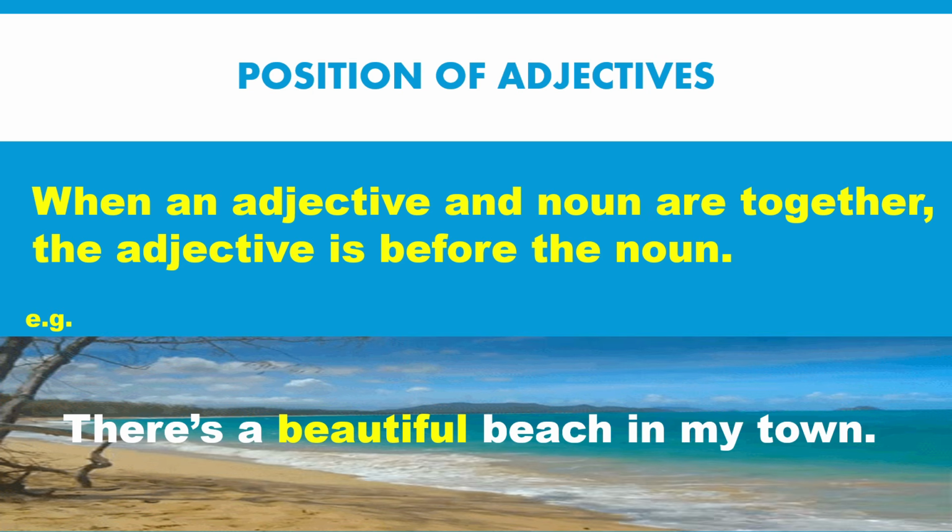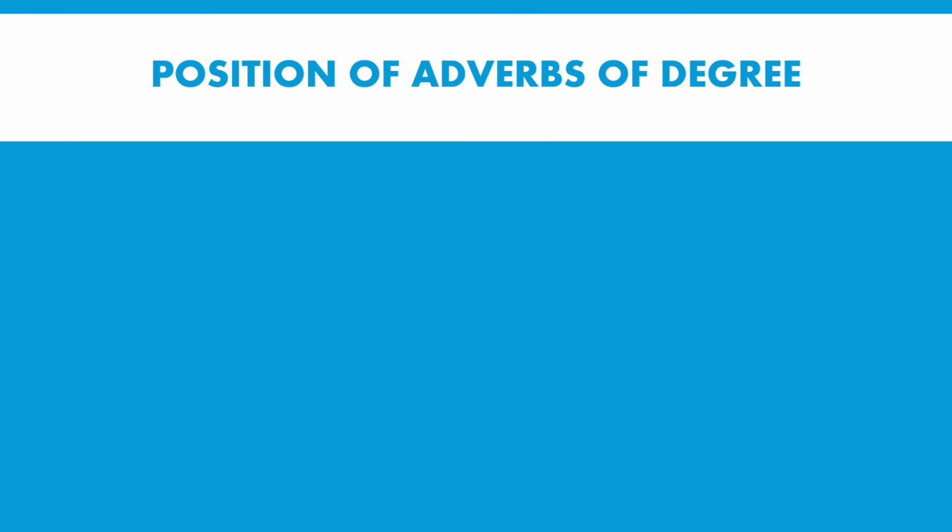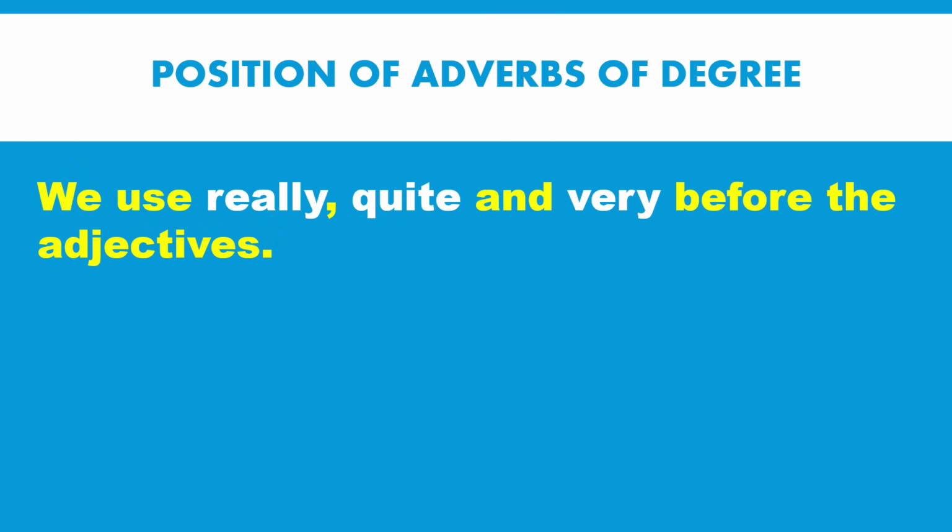At the same time, I also want to go through with you about the position of adverbs of degree. When we want to use adjective, definitely we also want to tell people how strong a particular adjective is in describing a certain thing. In the previous lesson, we used really, quite, and very. But what are the conditions? We use them before the adjectives. Just now, we use adjective before the noun. Now, we use adverbs of degree before the adjective.